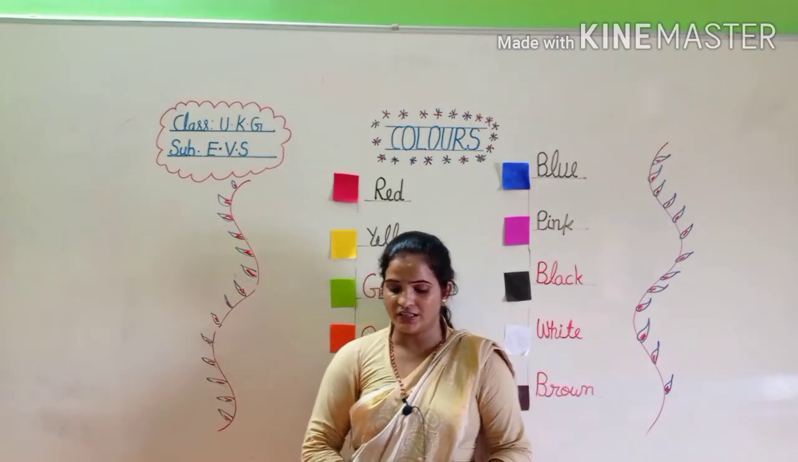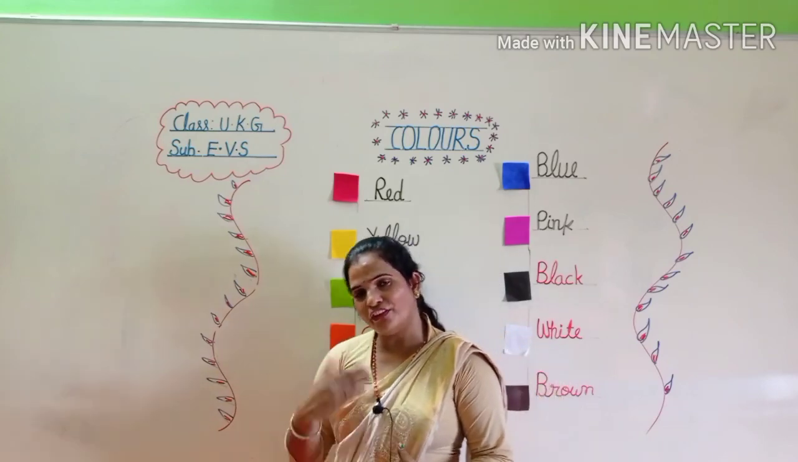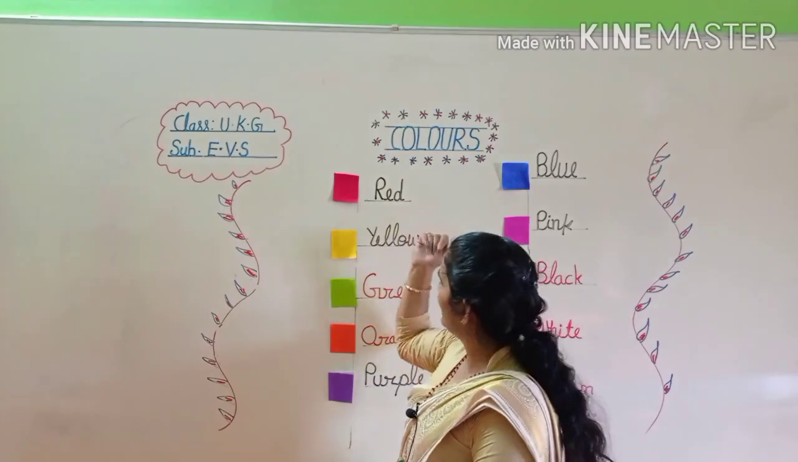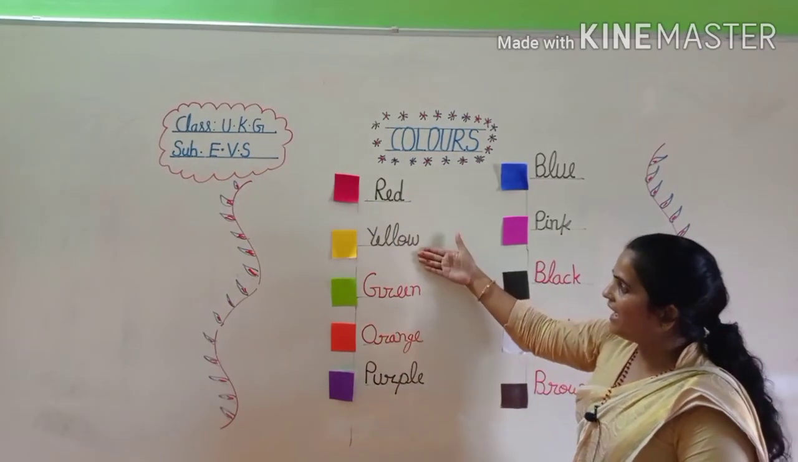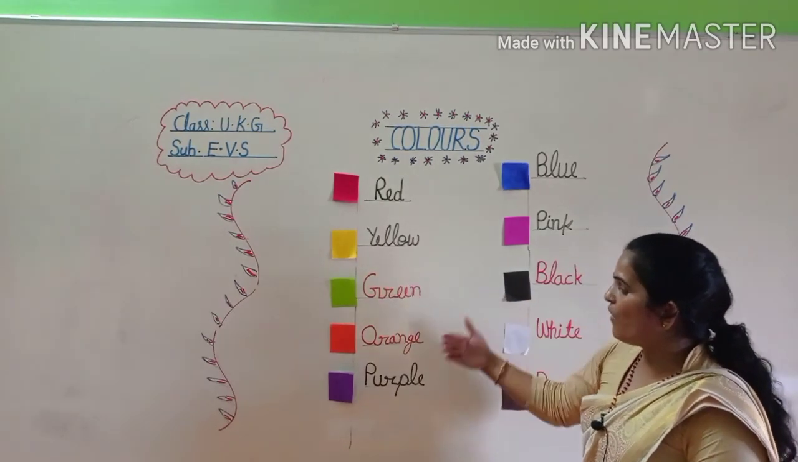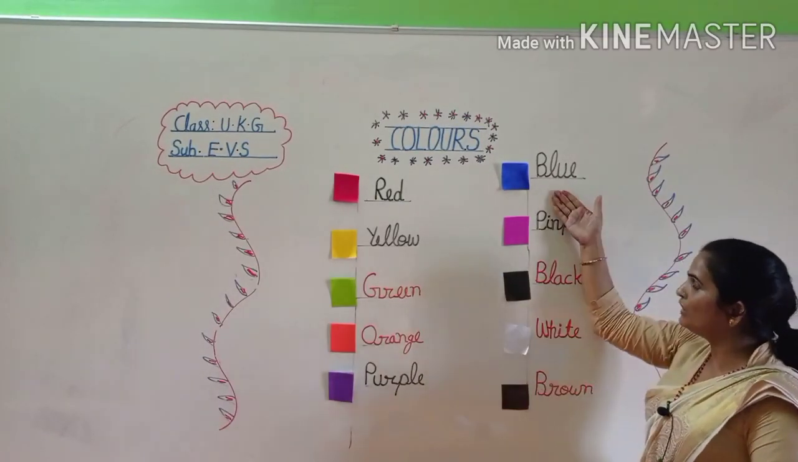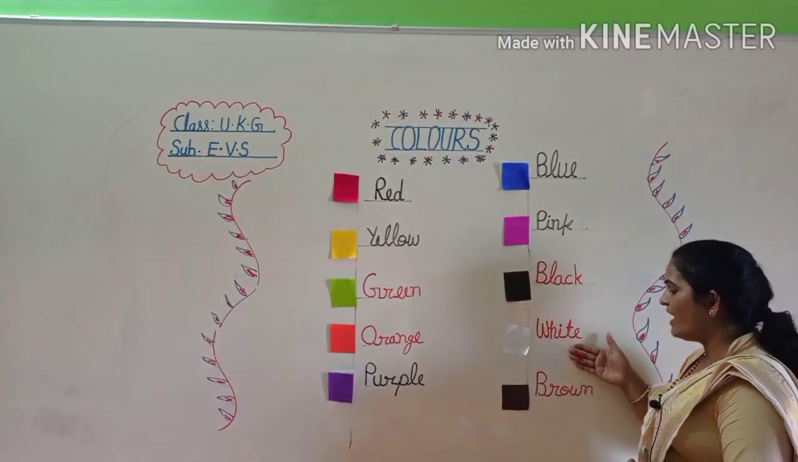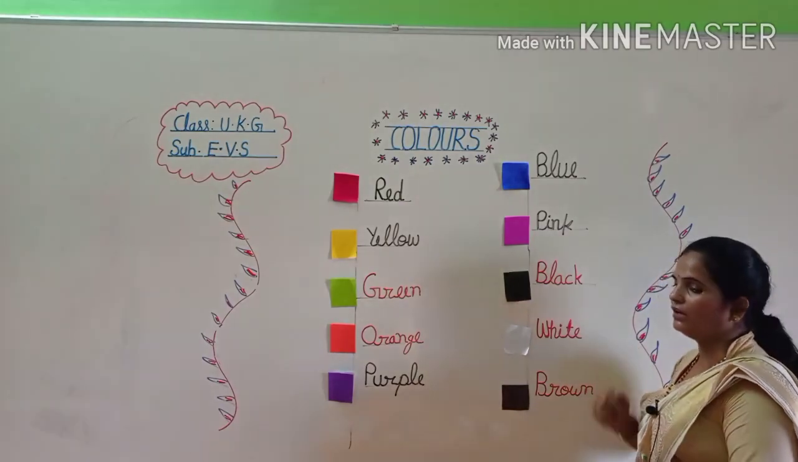So students, now we will do the reading of colors once again. Colors names. This is red color, R-E-D red, yellow color, green color, orange color, purple color, and blue color, pink color, black color, white color, and next brown color.